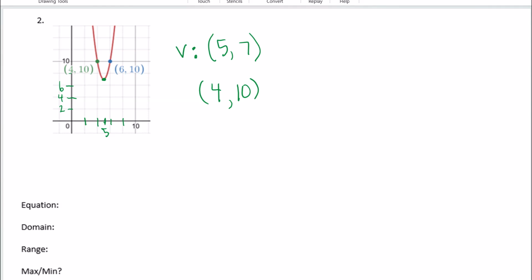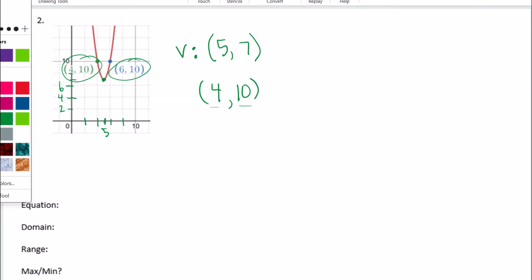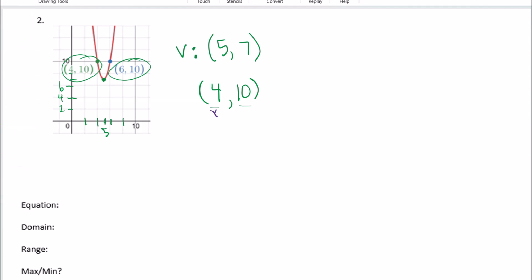All right, hopefully you found the vertex to be at 5, 7. Because if these lines go by 2, that's going to be 5. That's 7 right there. And then choose one other point. So we could have picked this point, 4, 10, or 6, 10. It wouldn't have mattered. But I just wrote down 4, 10. So let's plug in those values.